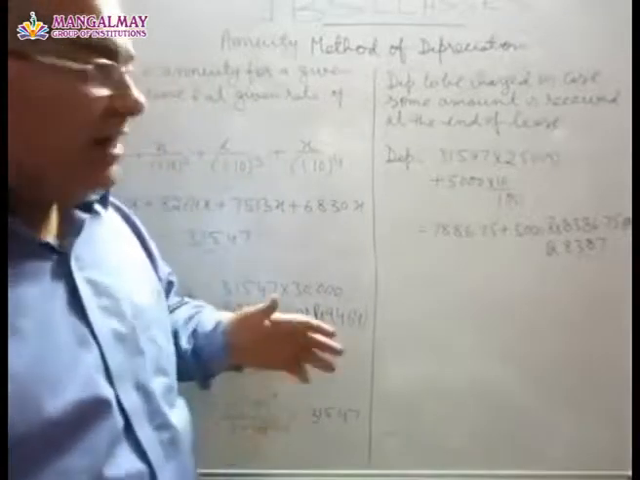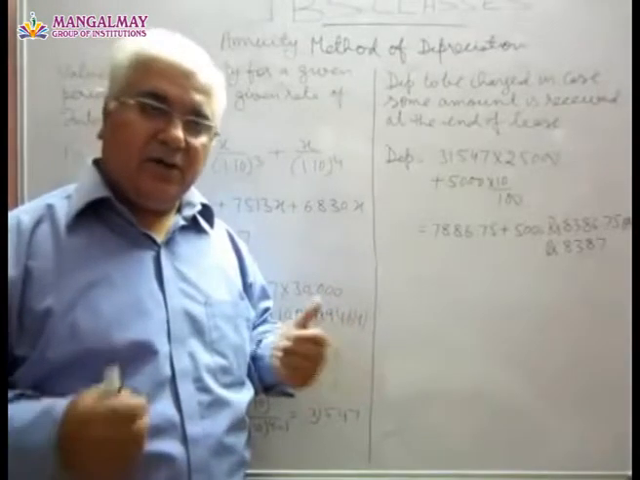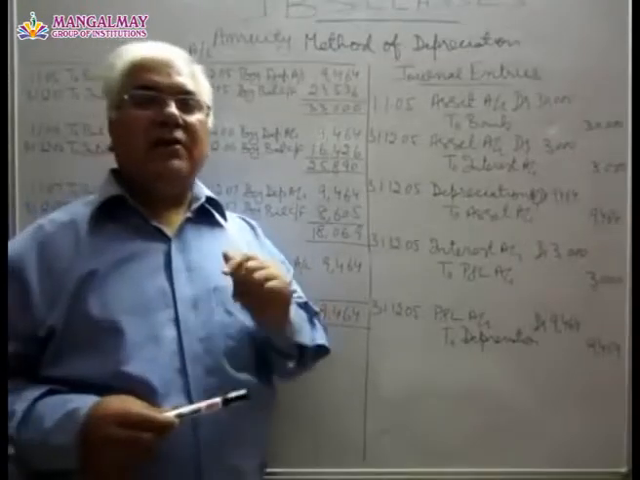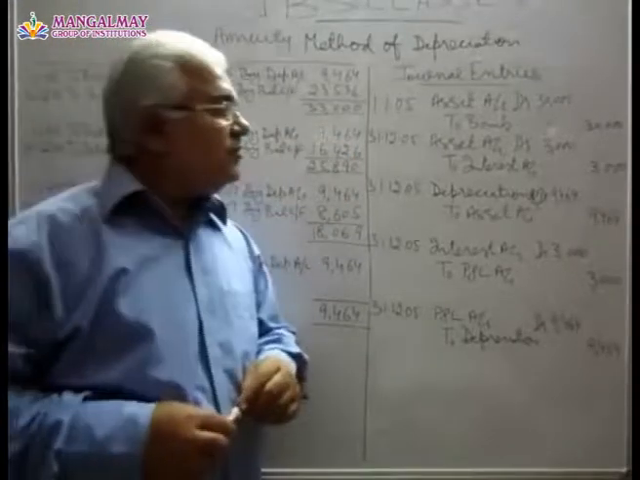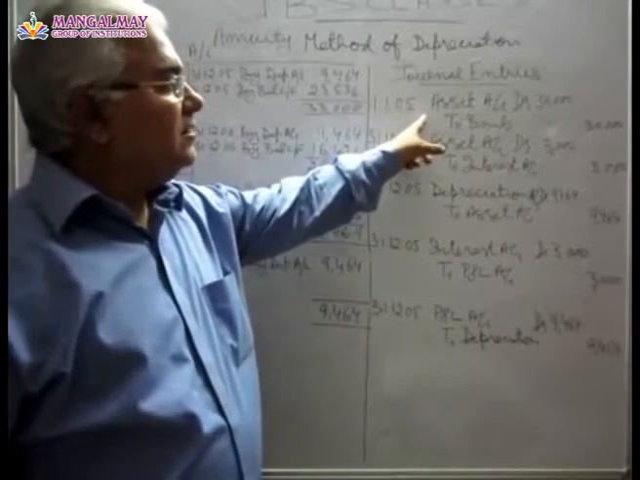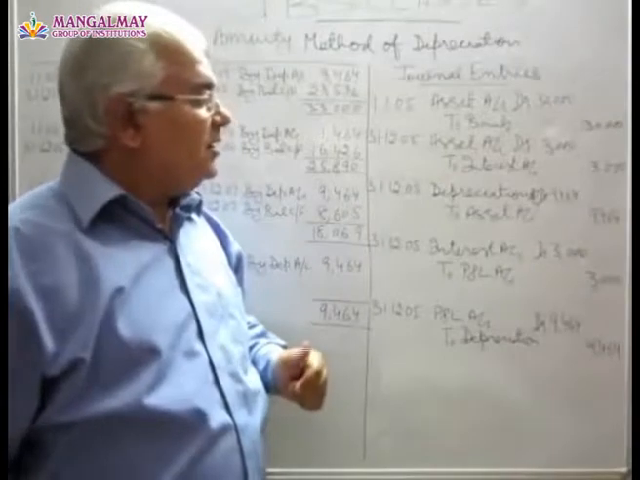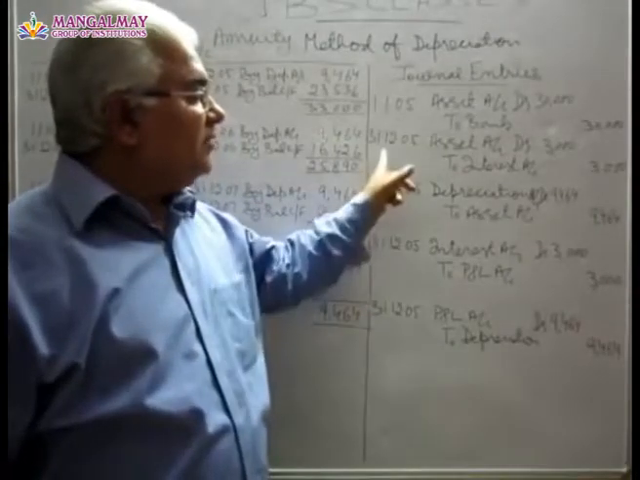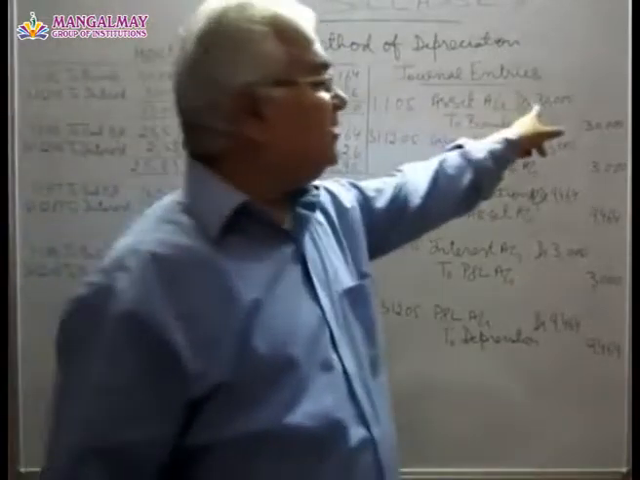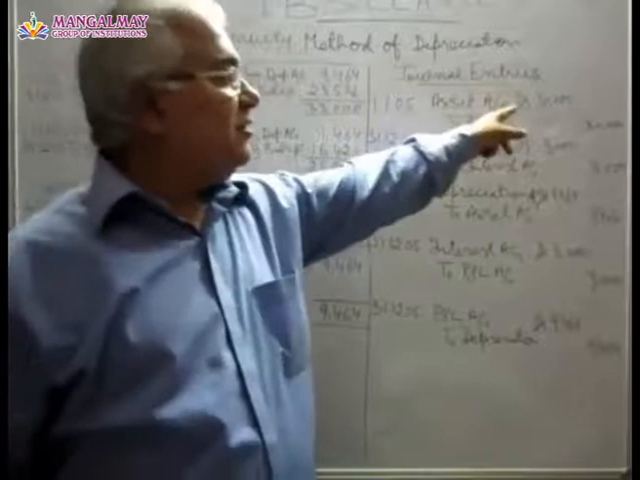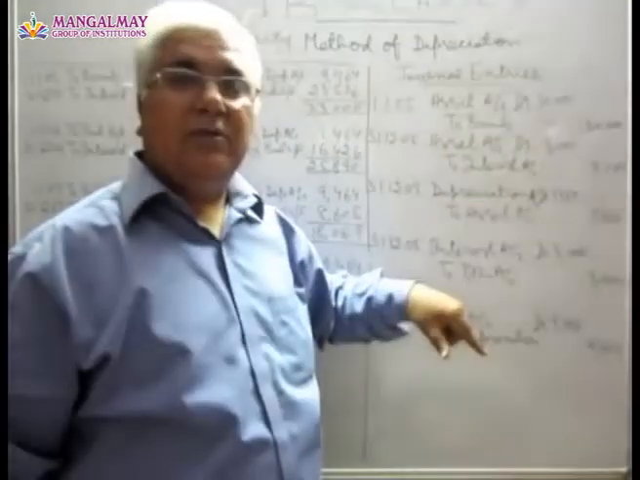Now I will explain to you the journal entries to be made in this method. First of all, when you buy the asset, the entry passes like asset account debit to bank account. The main thing is that at the end of the first year, we charge interest on the outstanding amount, that is 30,000. 10% of 30,000, 3,000, and the entry is asset account debit to interest account.